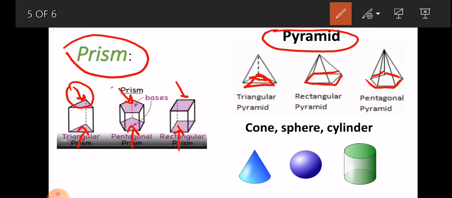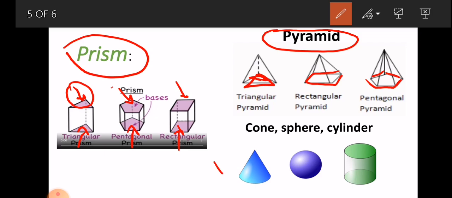So we're done with the prisms and the pyramid. Now cone, sphere, and the cylinder. Okay, here why did we put them together? We said before, because I have on it what? Curved lines or curved faces. So the three of them, the common thing between them is that they have curved faces.